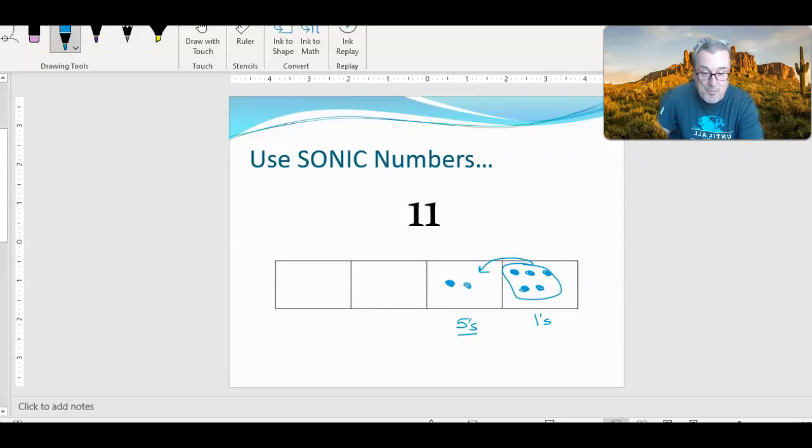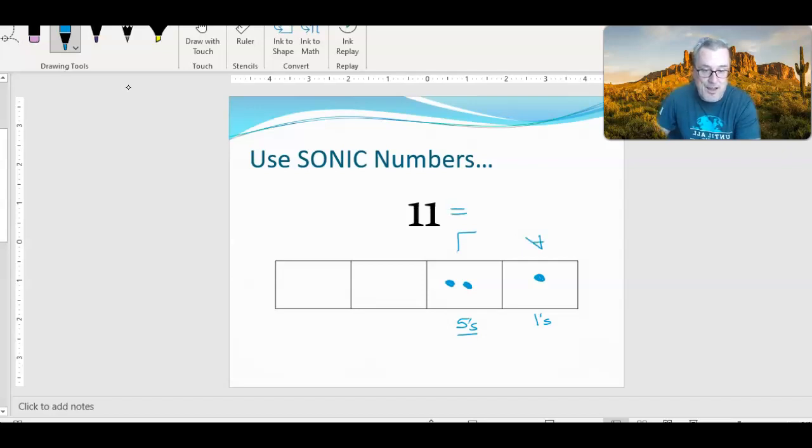I have a second bundle of 5. So I've literally moved that bundle of 5 over to the 5's place. So that's 10, and then I need 1 more to get to 11. So I would put my 1 dot here and say, there's my 11. So now what do I have? I have 2 in the 5's place, and I have a single 1 in the 1's place.